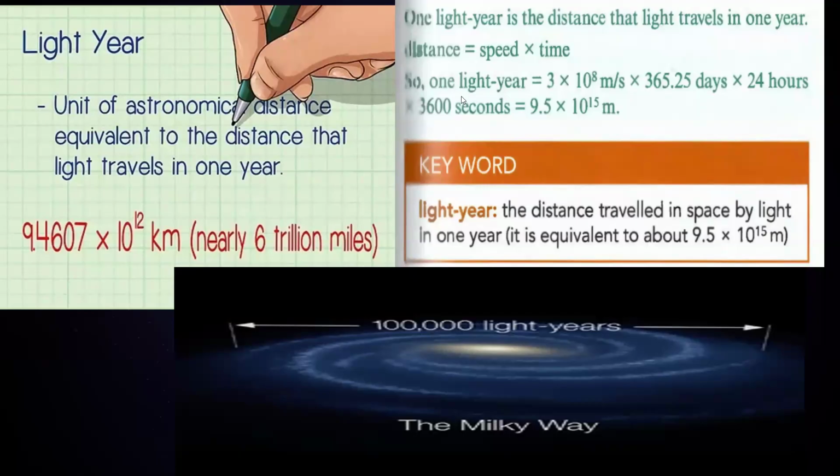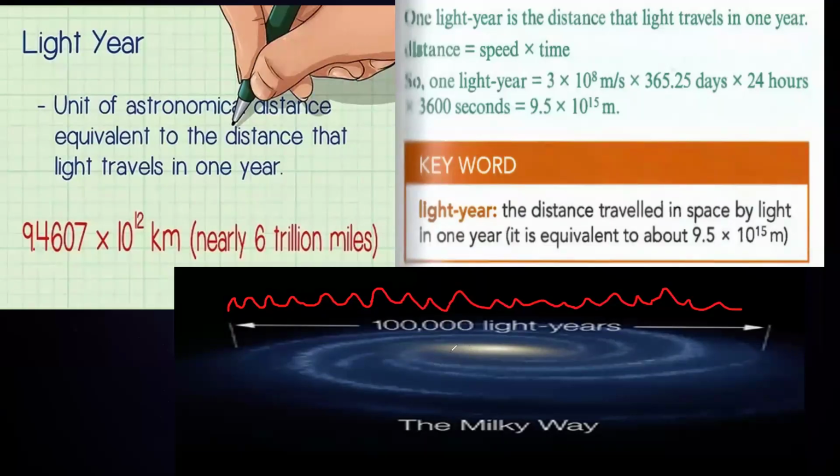So what does it mean, 100,000 light years? If light started from one end of the Milky Way and reached the other end with a speed of 3 exponent 8, how much time will it take to travel? It will be 100,000 years. But light year is not a unit of time. Light year is a unit of distance.